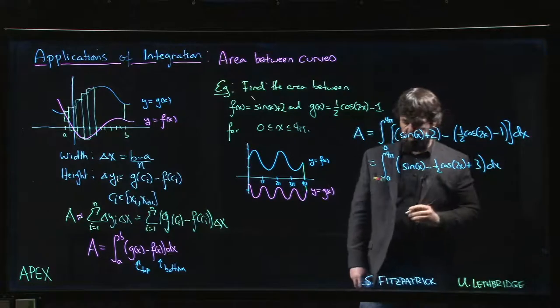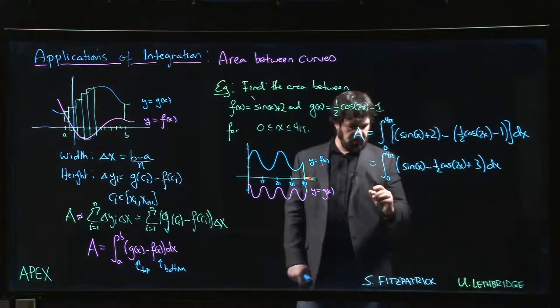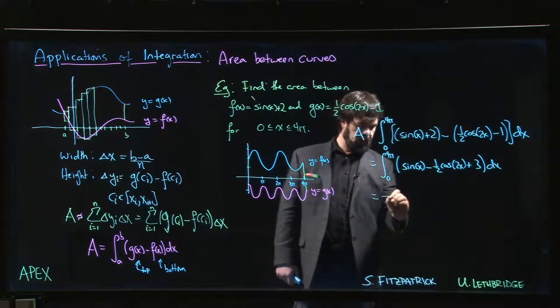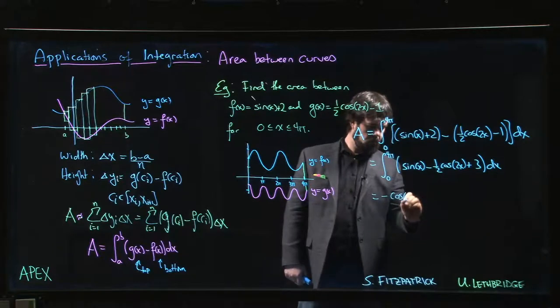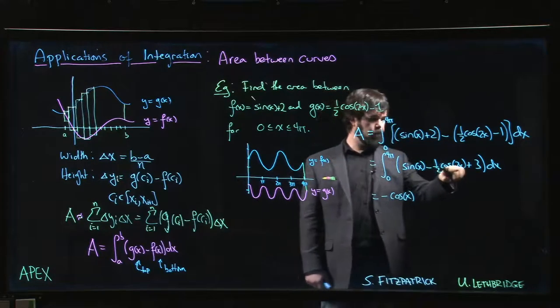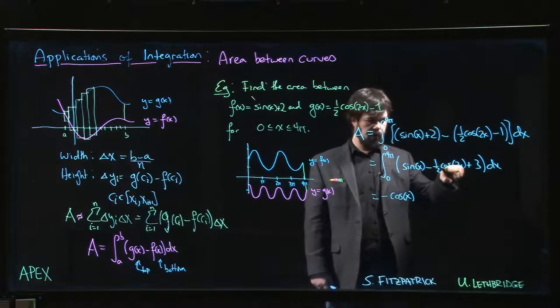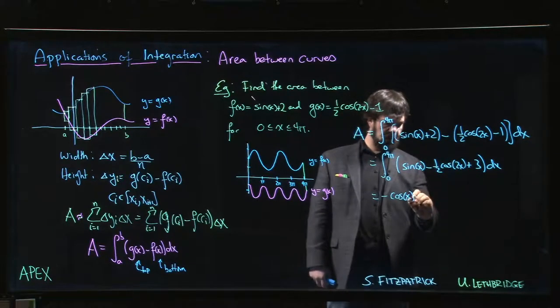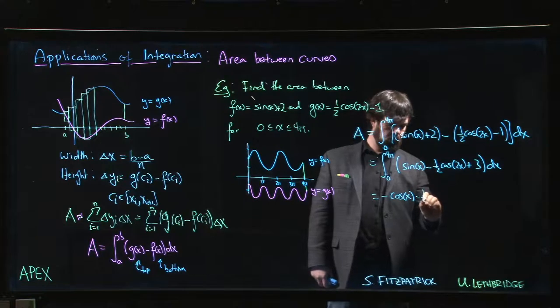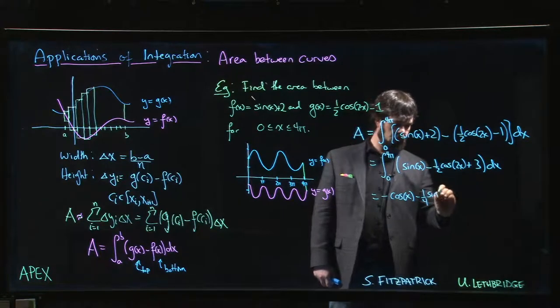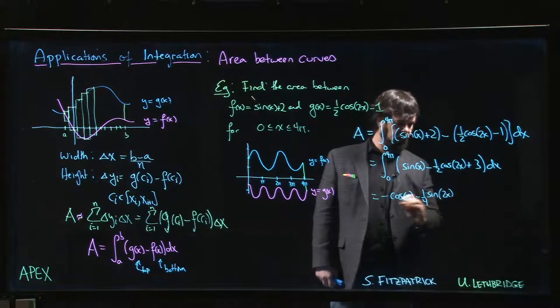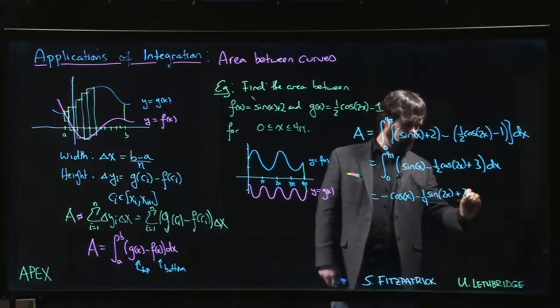And we integrate with respect to x, right? So the antiderivatives are relatively straightforward. We have negative cos x. Here, it's a simple u substitution, right? You can probably do these ones in your head by now. You're going to get an extra 1 half, so we're going to get minus 1 quarter sine 2x plus 3x.